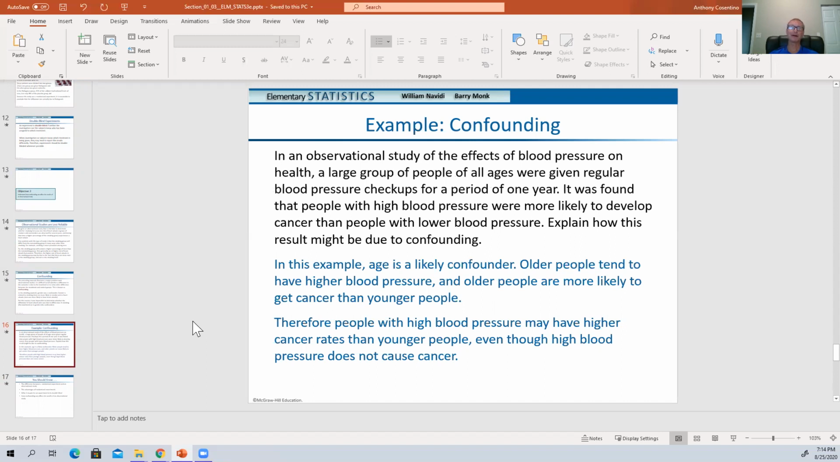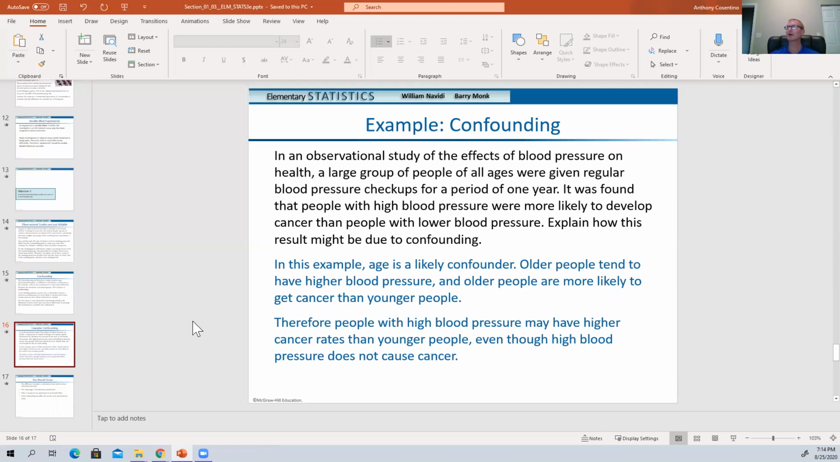And for those of you that are going into the medical field, this is something that you really need to understand. When you take a look at these studies, make sure that confounding isn't involved. So let's take a look at this last example.